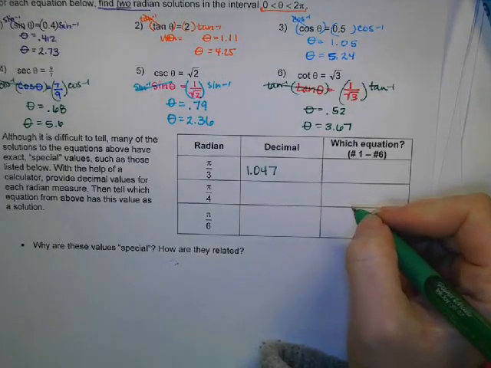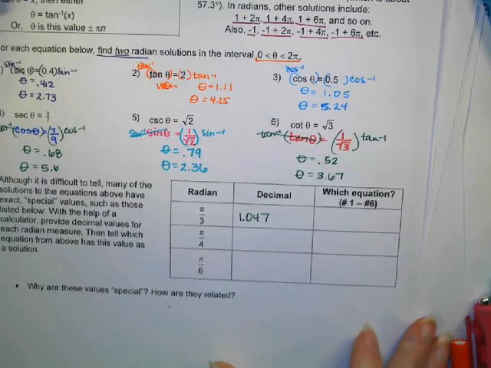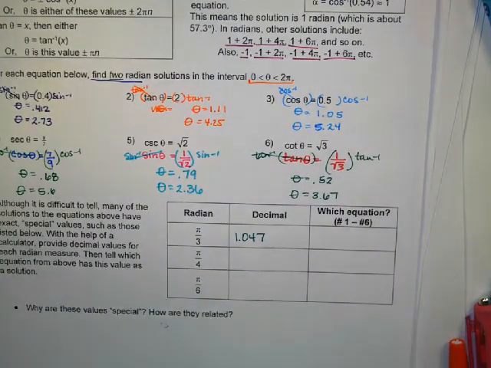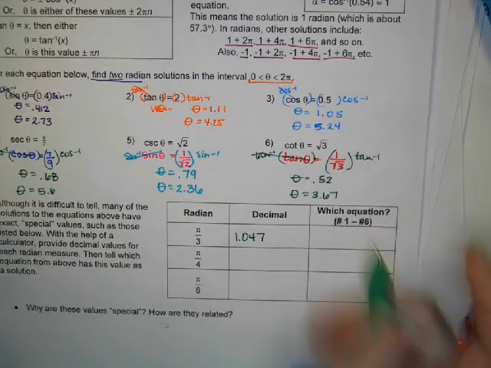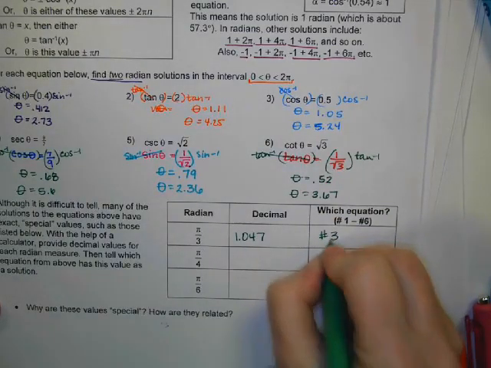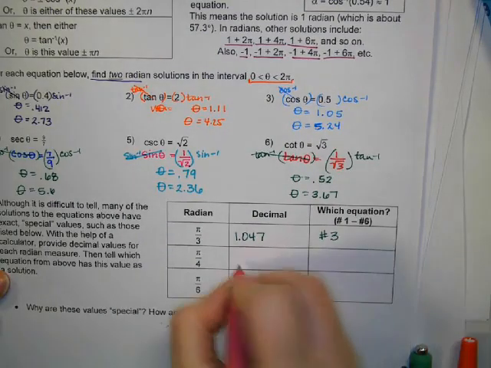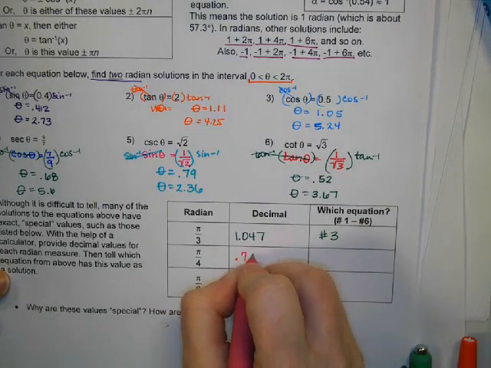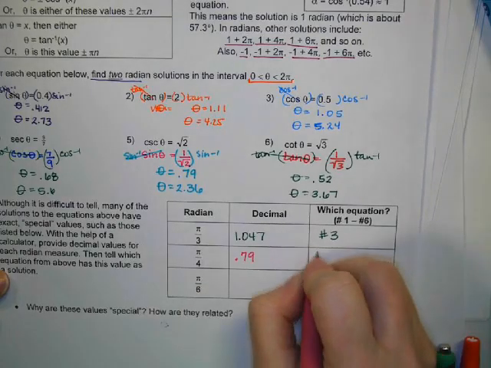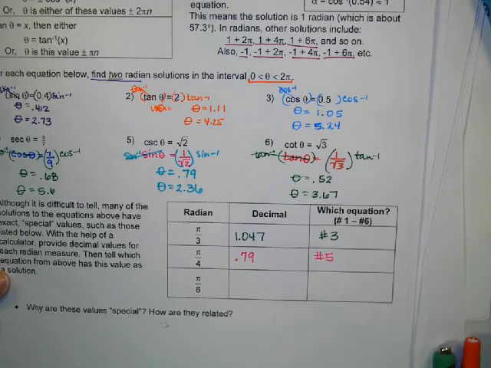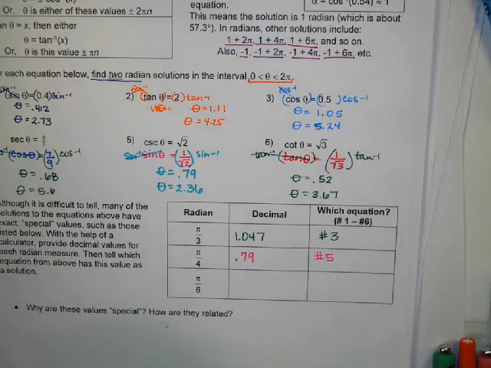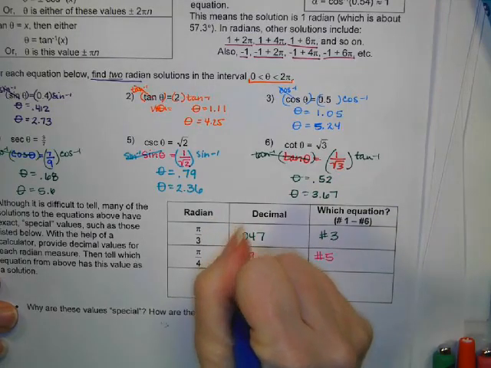Which equation that we used up here has that? Problem number 3. I rounded to 1.05, but that's it. So that's number 3. All right, what about pi over 4? What is it as a decimal? 0.785, or 0.79, which was number 5. And then what about pi divided by 6? 0.523, which is number 6.